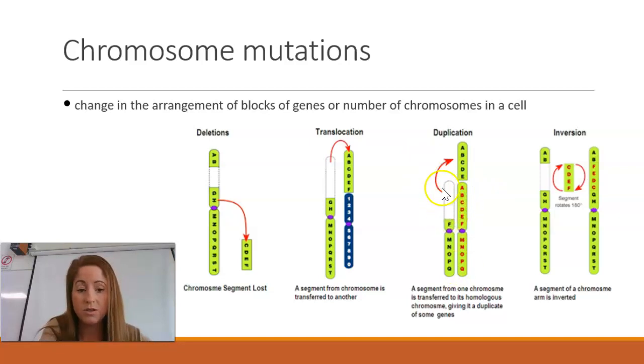So essentially, this one tried to cross over, but this one didn't break off and transfer. And so you end up with this duplication. Also, an inversion is possible. And that is when a piece of a chromosome comes off, kind of like the deletion, but then it flips around, rotates 180, and then reattaches. So now the genes are in the wrong order, which also can cause issues.